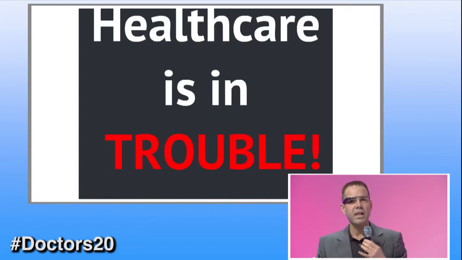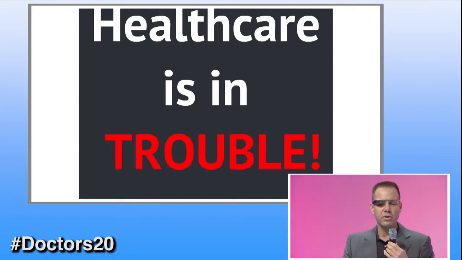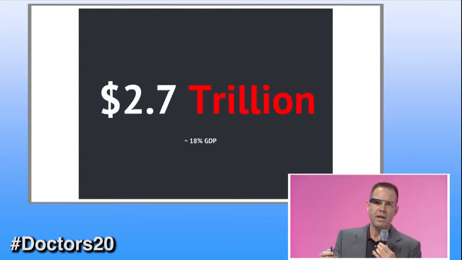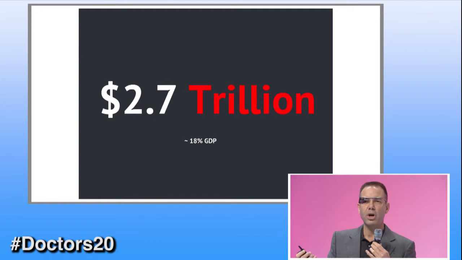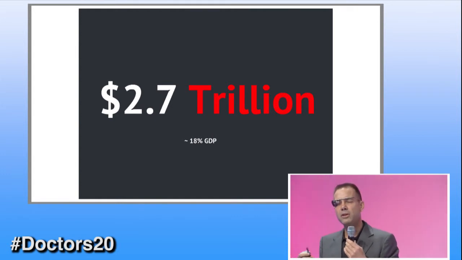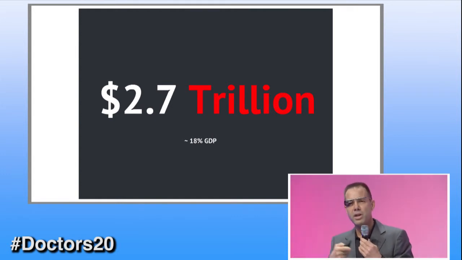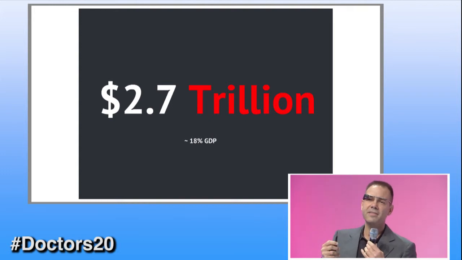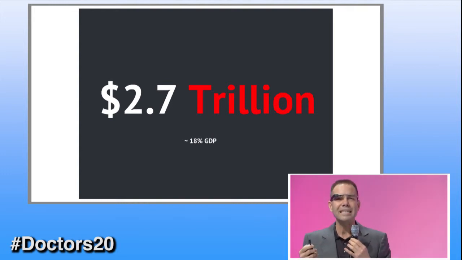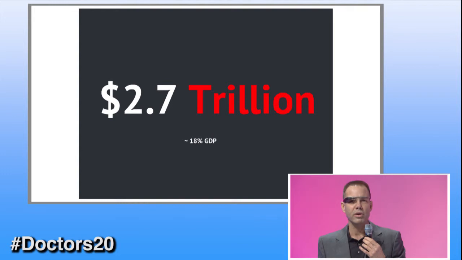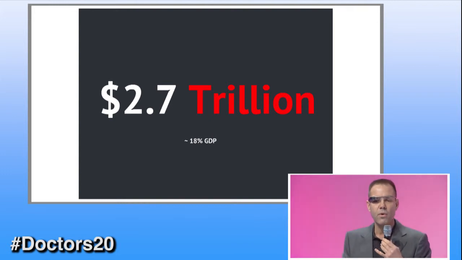Trauma represents a major problem in healthcare, and healthcare itself is in trouble. I'm going to go over a few points to give you tips on why I think healthcare is really in trouble. First of all is the cost. $2.7 trillion was the expense related to healthcare in the U.S. in 1 year, the year 2009. That's almost 18% of the gross domestic product. And that's an old figure, from 4 years ago.